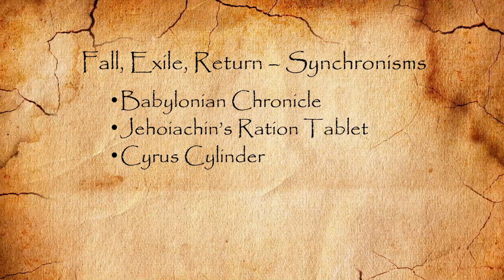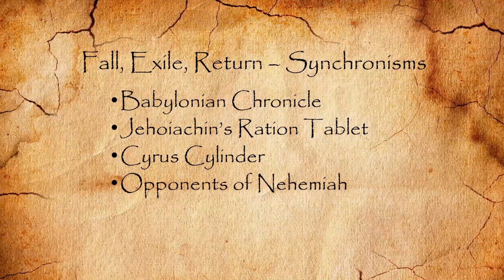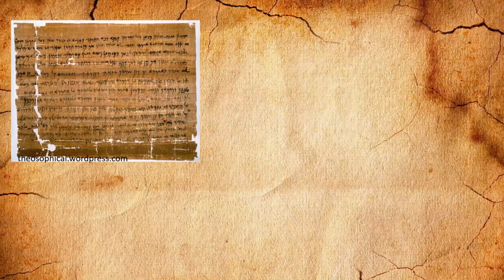Now, still in this same time frame, we have the opponents of Nehemiah. Nehemiah is one of my favorite books in the Old Testament, especially. And you see that a lot of the challenges that Nehemiah had in rebuilding the wall around Jerusalem, he had some officials there in the local area around Jerusalem who were actively opposing him. So we see them in Nehemiah chapter 6, verse 1.